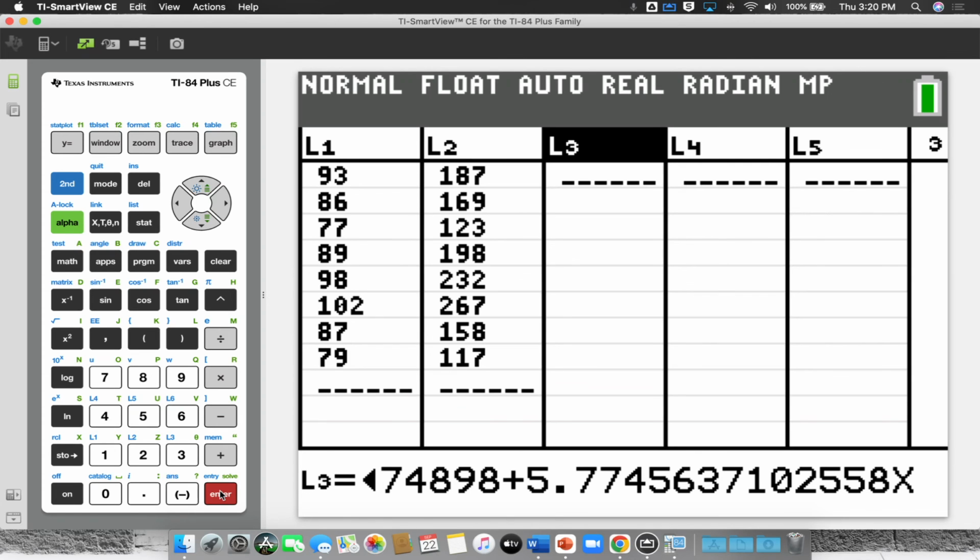So I don't want X. Some of you guys were leaving X there. I don't need the explanatory. I don't need X anymore. I want to plug in numbers for X. I want to plug in the X for X. So instead of X, I'm going to say parentheses. I want L1.